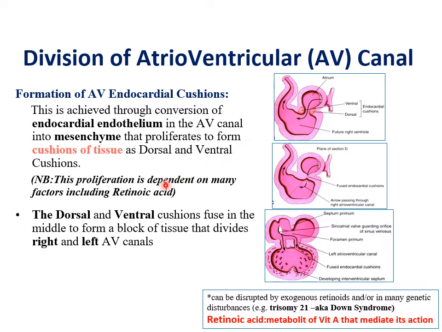Of course, this is controlled in utero by many factors. Among them is retinoic acid, a vitamin A metabolite, which is very essential for the baby to receive without excess and without deficiency. The dorsal and ventral cushions are starting to approximate and solidly close, dividing the atrioventricular canal into two channels, fusing in the middle to form a block of tissue dividing the right and left atrioventricular canals.